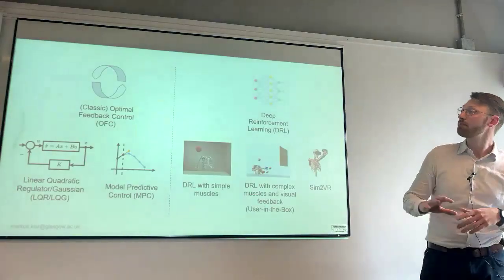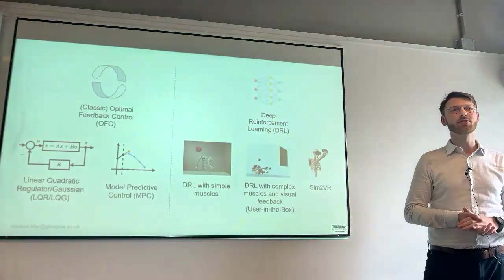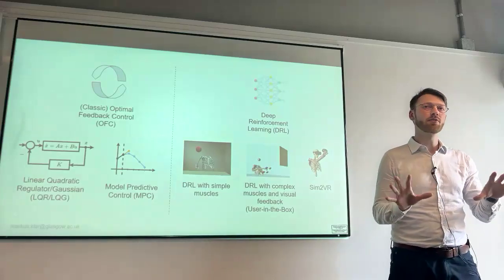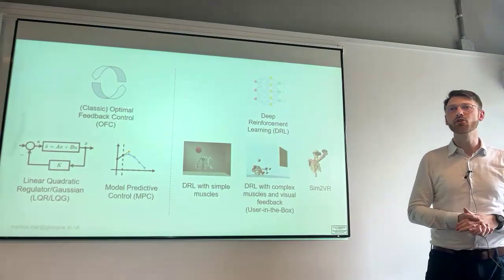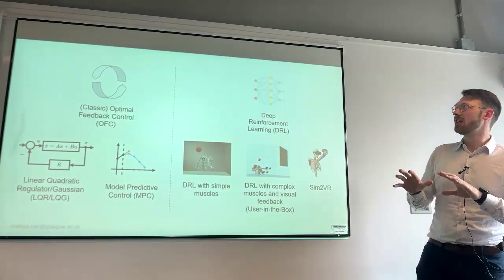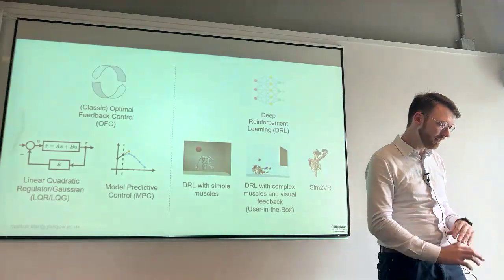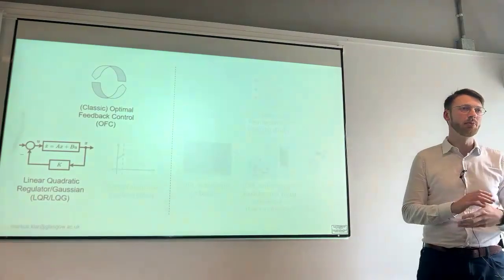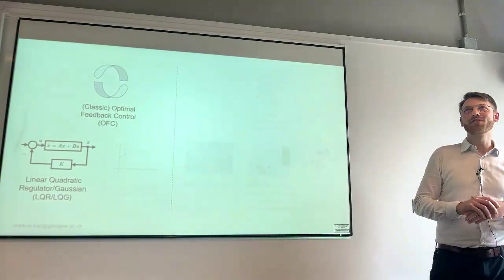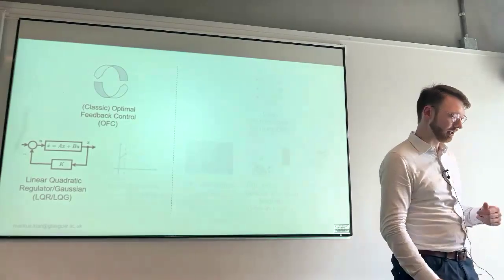My talk is now structured in two parts. We have classic optimal feedback control on one hand, and deep reinforcement learning on the other hand, and they both try to solve this optimal control problem, but they are different in some ways that I will come to later. To start off, we're going to look at a very simple model, which is basically the first thing that you will learn when you come into control theory, which is a linear quadratic regulator.